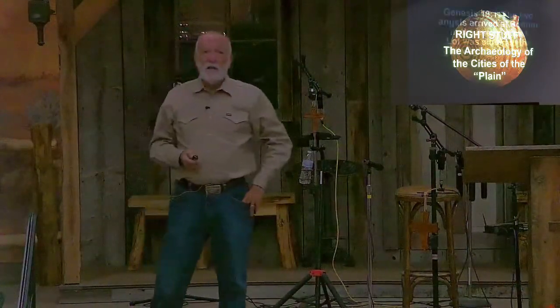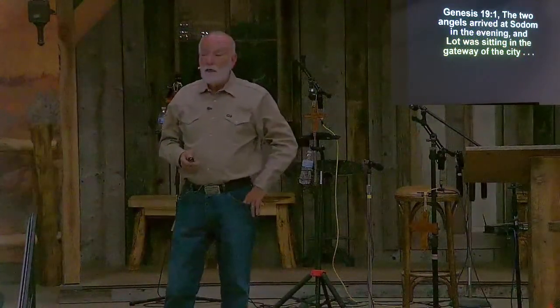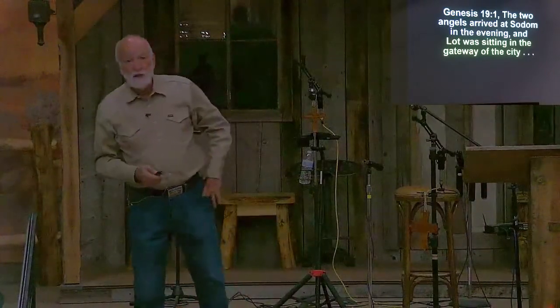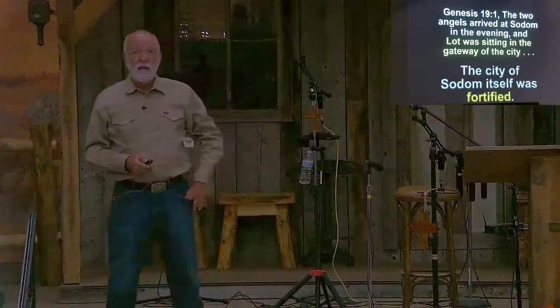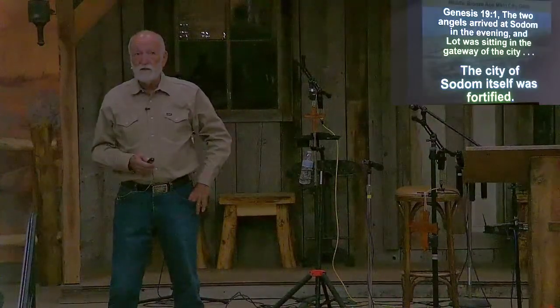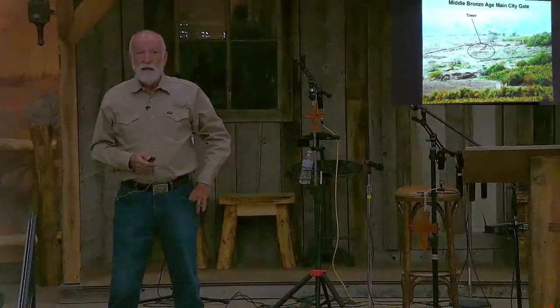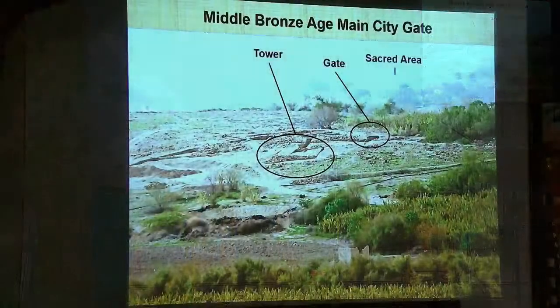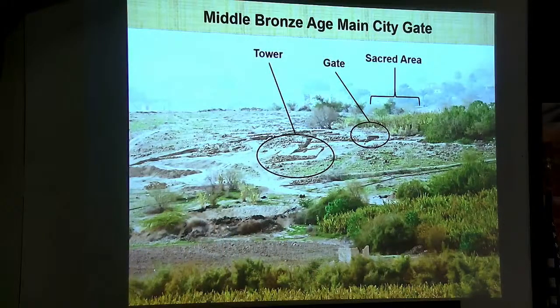When we look at the material evidence, again, I already mentioned the gate. There's Genesis 19:1. Lot was seated at the city gate. The city of Sodom is fortified. That's what that tells us. And it is fortified heavily. Here's a picture, looking from the upper tell down to the lower tell. You're looking at the city gate that we excavated in season 8.